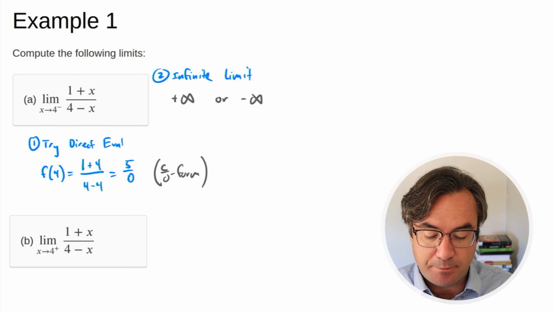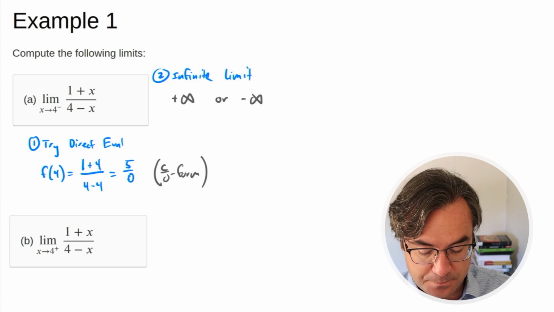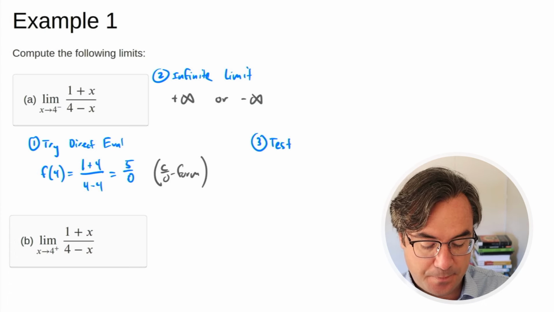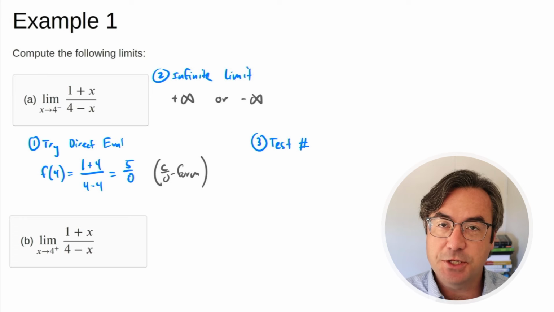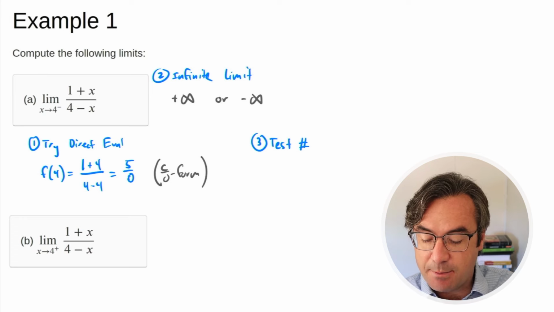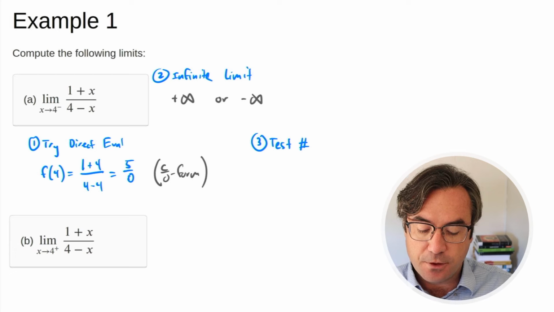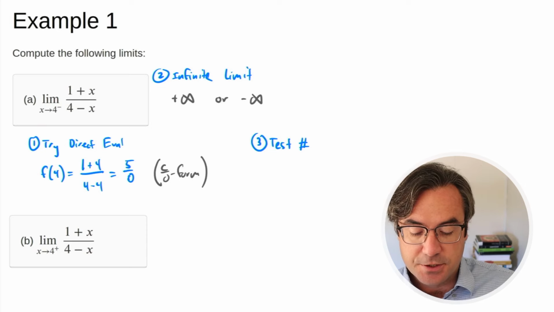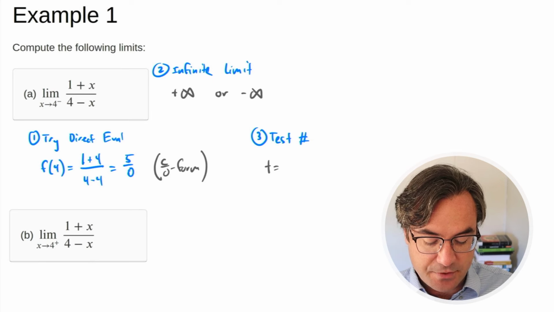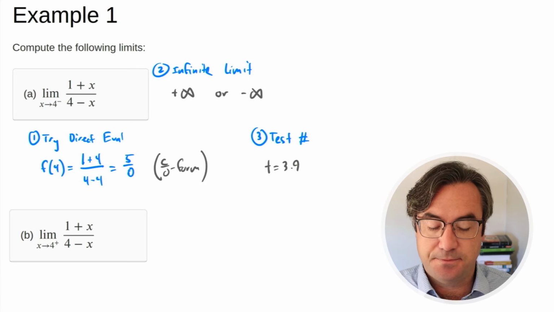All right, so we have to decide positive or negative. And the way we do that is with a test number. That's the third step. We have to use a test number. Because we're dealing with a left-hand limit, the idea is we want to pick a number. We can't pick 4 because we know 4 is an issue. We're approaching 4. So for the left-hand limit, we want to pick a number that's close to 4, but slightly smaller. So a good test number in this case would be like 3.9. It's close to 4, but a little bit less.